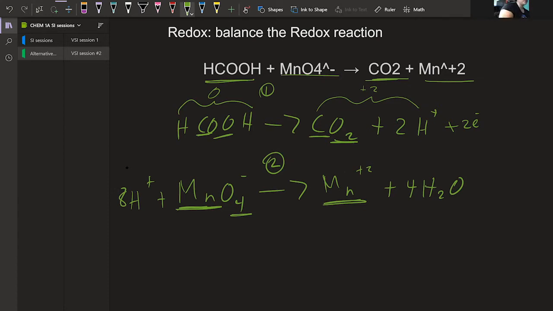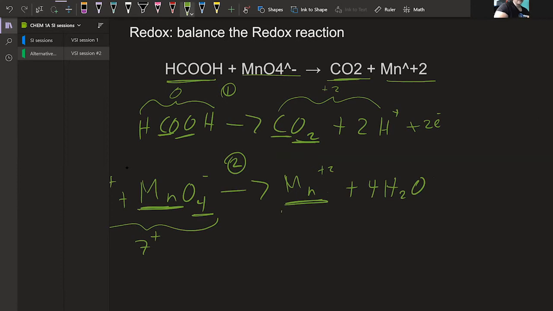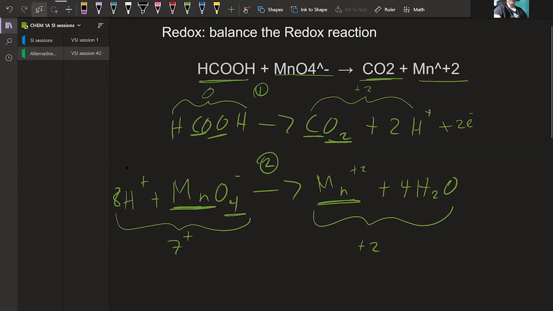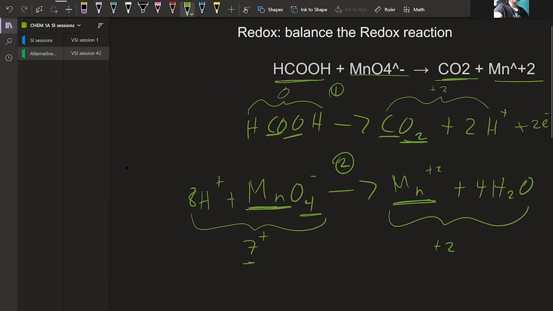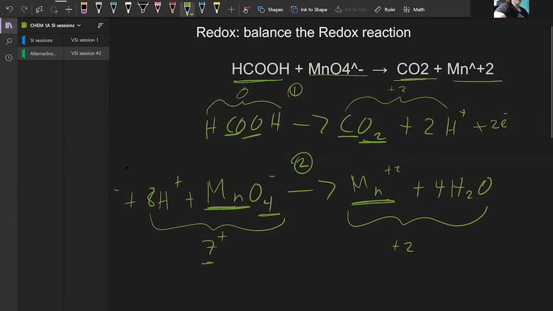So I have a total charge of 7+. And then on the other side, I have a total charge of 2+. 2+ and 2+, both are the same. So in order to make this have an equal charge to the reactant side, I'm going to add 5 electrons, 5e−, on the reactant side of this equation.